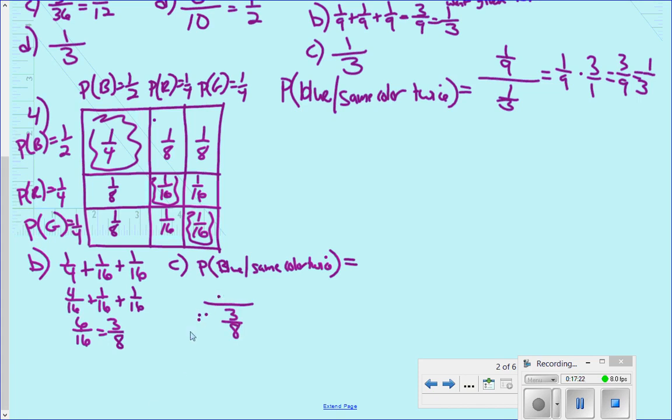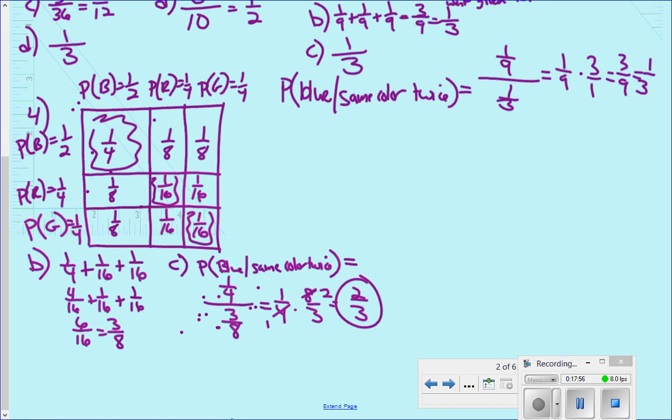The numerator is the intersection of both events. Both events are blue and same color twice. So I go to the same color twice, and specifically I want that color to be blue. That's the intersection of blue and blue, which has a probability of 1/4. So 1/4 is my numerator. I have 1/4 divided by 3/8, which is 1/4 times 8/3. I'm going to simplify on the diagonal, which gives me 2/3. 2/3 is the probability of blue given the same color twice, which is part C.